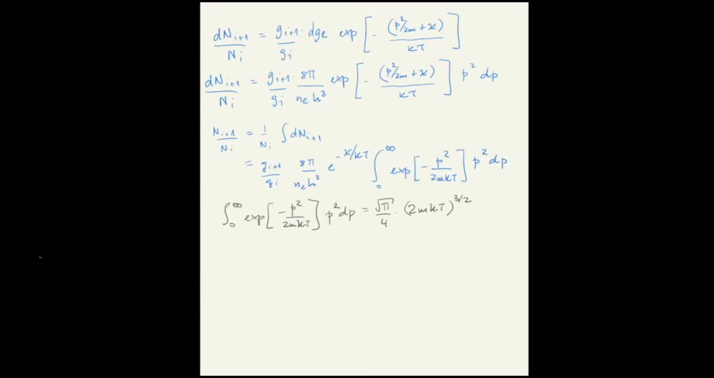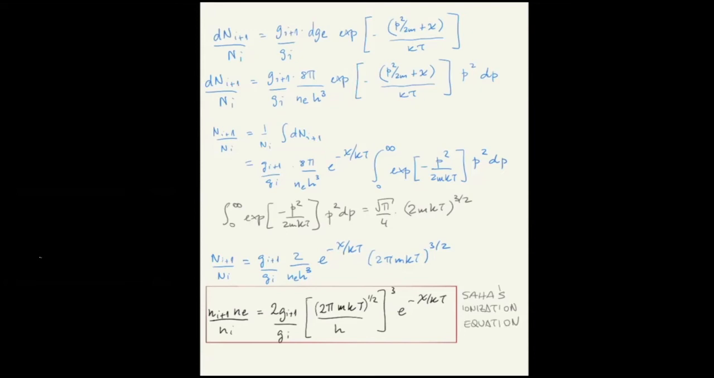So you can substitute this, and then you find Ni plus 1 over Ni is equal to Gi plus 1 over Gi times 2 over Ne h cubed times exponential of minus chi over kT times 2 pi m kT to the power 3/2. And we can express the ratio on the left-hand side in terms of number densities instead of totals, dividing both sides by the electron density, to finally find Saha's ionization equation.